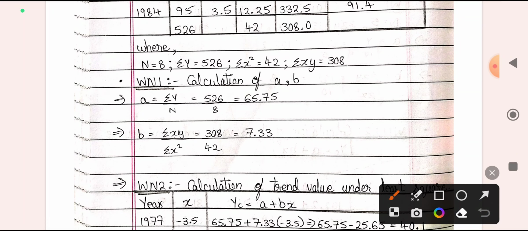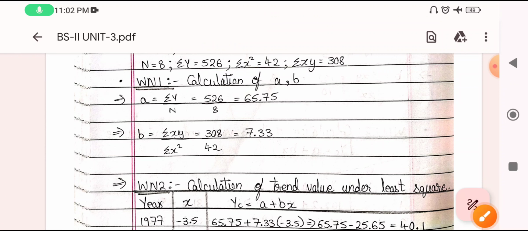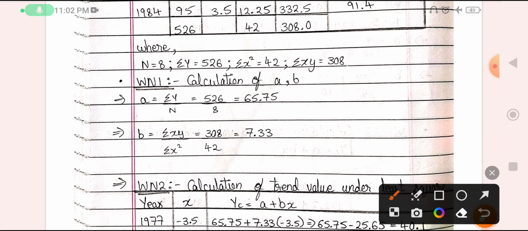Where n is equal to 8, sigma y is equal to 526, sigma x square is 42, sigma xy is 308. These are the values we have got over there, right? So we have taken these values and written them here. Working note 1: calculation of a and b values.